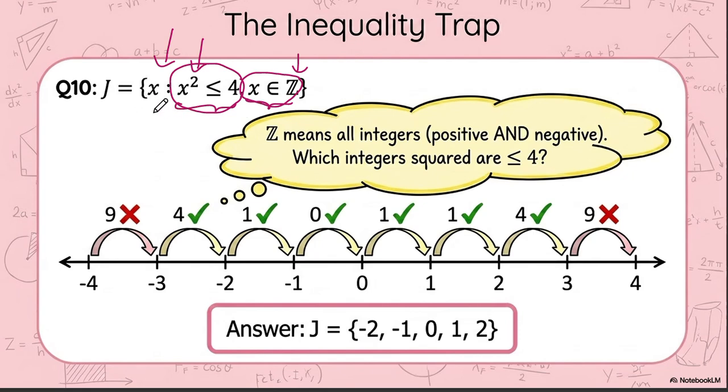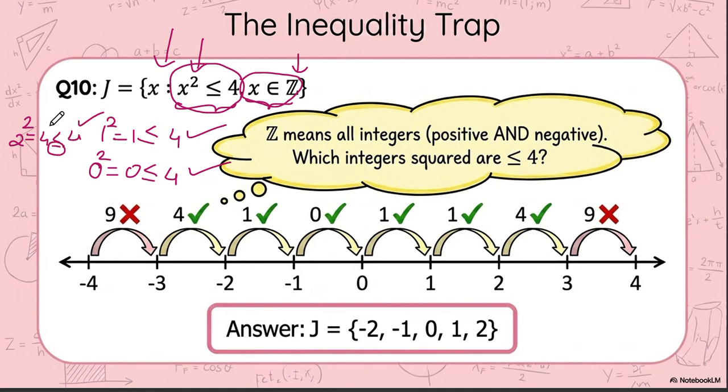For example, if I take x to be 1, so 1 square is what? 1, which is less than or equal to 4, yes, so we can take 1. If we take 0, 0 square is 0, which is less than or equal to 4, yes, so we can take 0 also. If we take 2, 2 square is 4, and 4 is less than or equal to 4, yes, because the equal to sign is also there. That means 2 belongs to the set, because 2 square is 4. So whatever number we take whose square is less than or equal to 4, all those numbers will come.